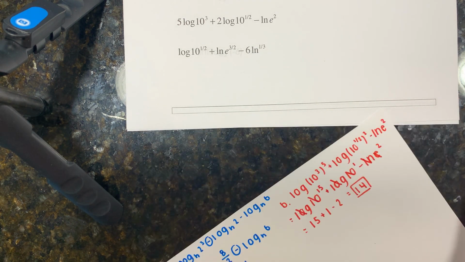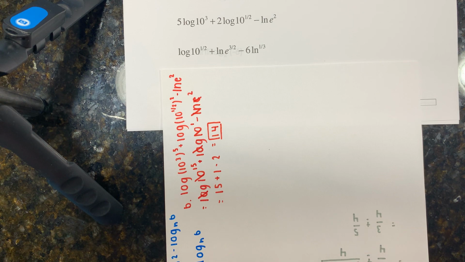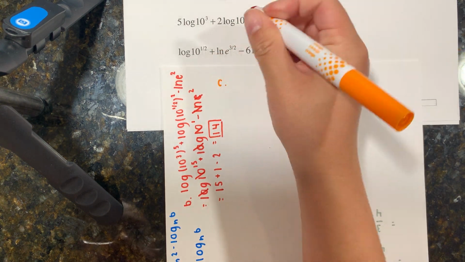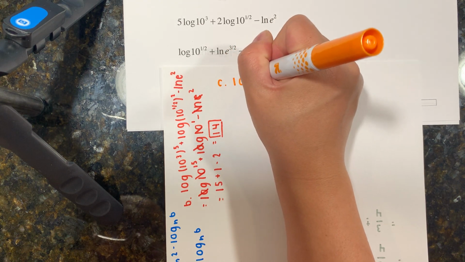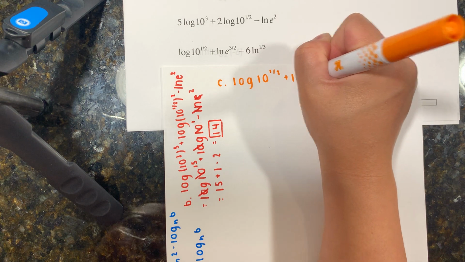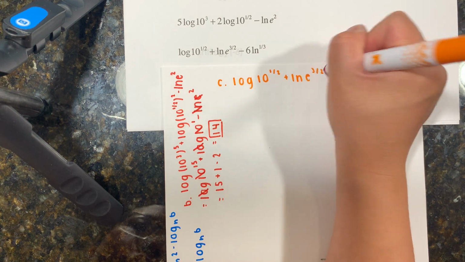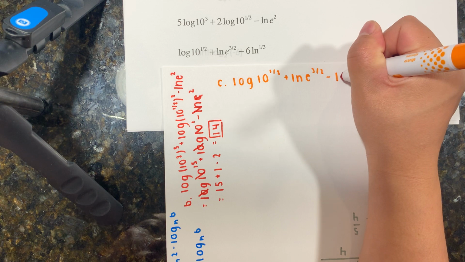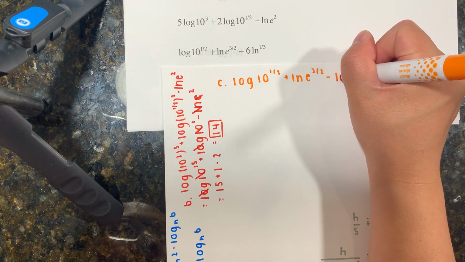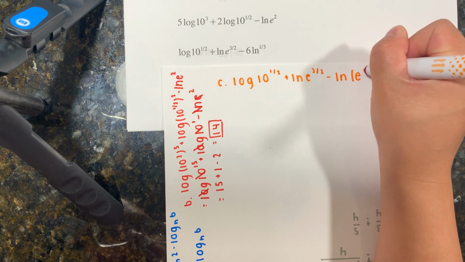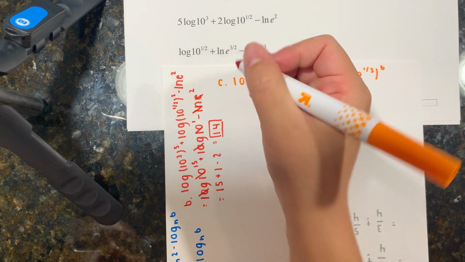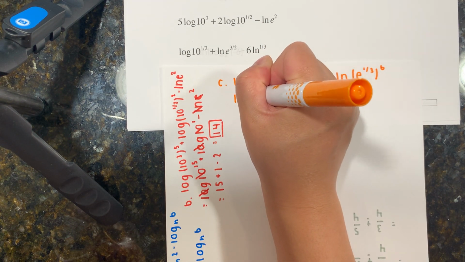And then lastly, we're going to look at C, which is going to be kind of similar to the last one because we have log 10 to the 1/2 plus ln e to the 3/2 minus, that should be ln e to the 1/3 to the power of 6. So we multiply the 1/3 and the 6. Everything else is going to stay the same.